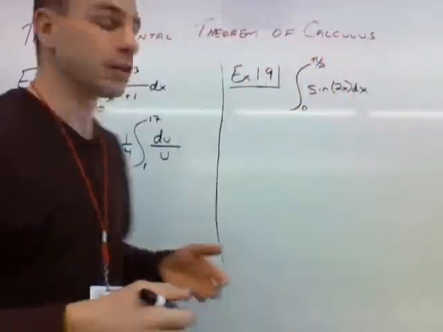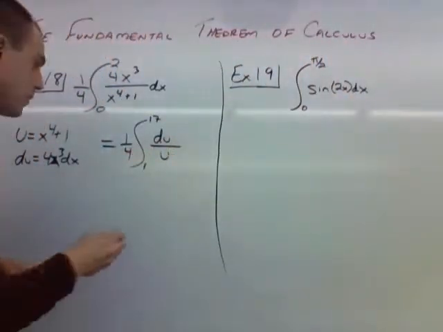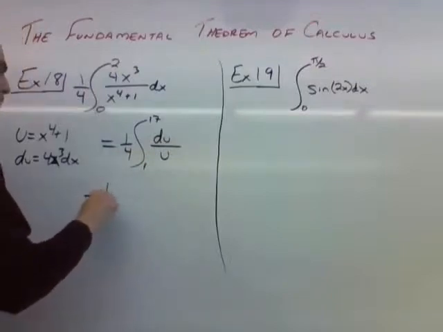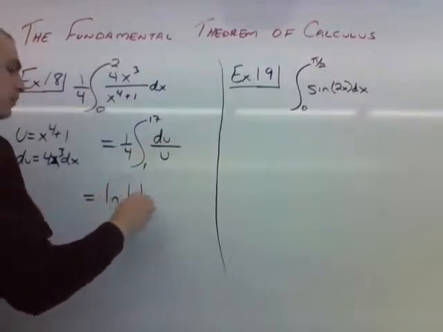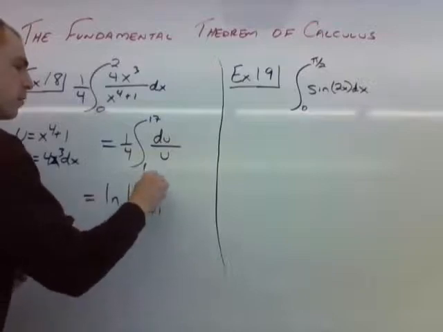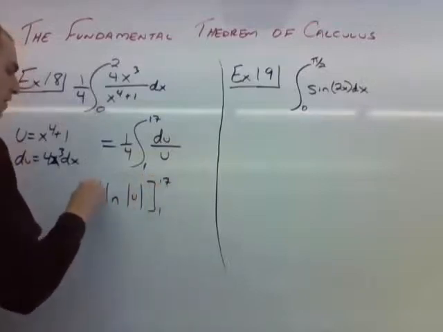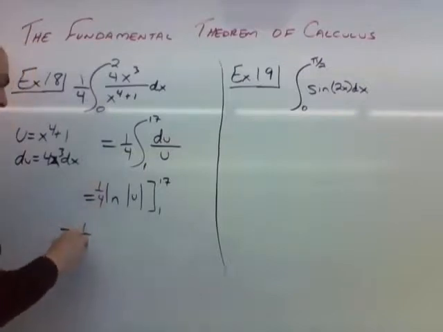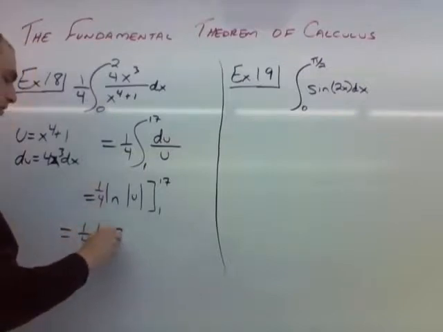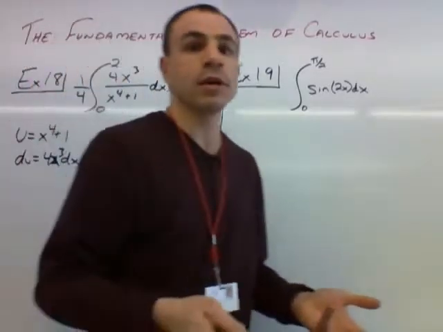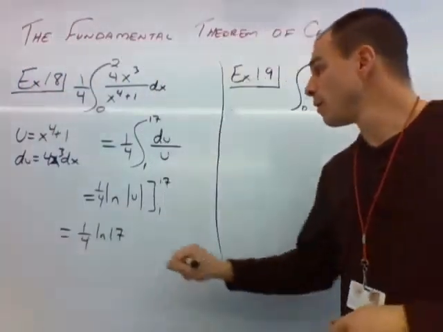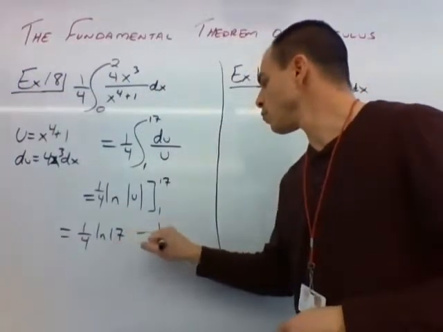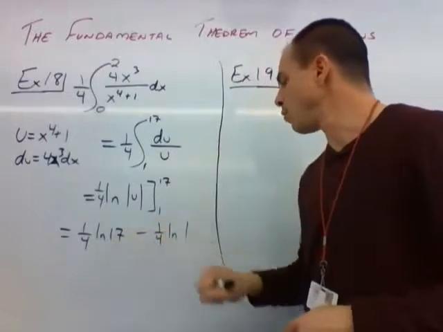Now we take the antiderivative. The antiderivative, as we mentioned a moment ago, is going to be the natural log of the absolute value of u, and that's being evaluated from 1 to 17. We still have our 1/4 out front. All right, so what's the deal? We have 1/4, the natural log of 17. 17 is positive, so we don't need the absolute value symbols anymore. Minus 1/4, the natural log of 1.